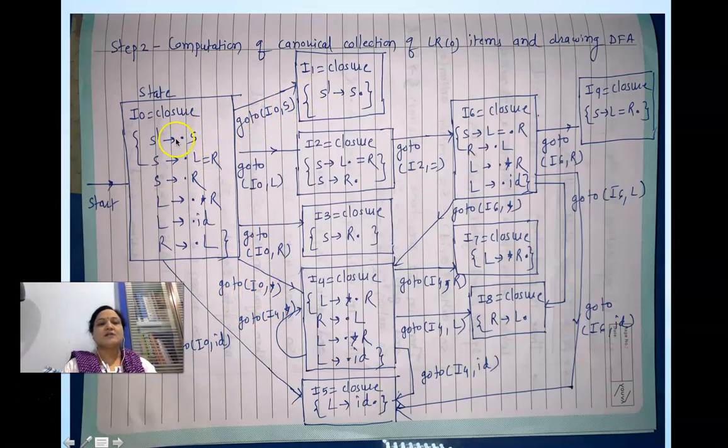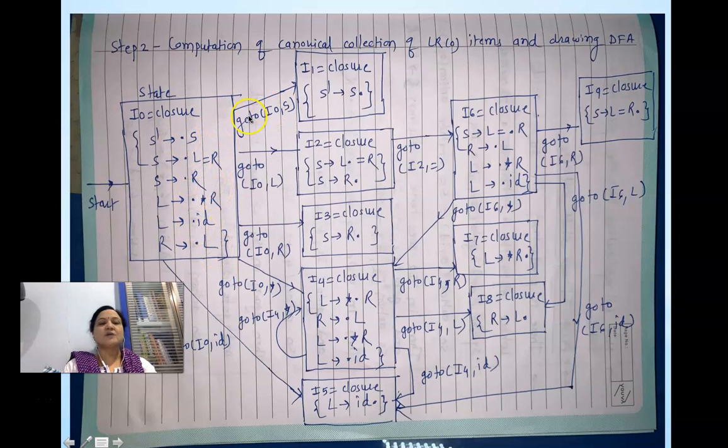So one transition we will get by shifting the dot after S, that is I1. The other is by shifting the dot after L, and these two we are going to combine because both of them start with L. Here, instead of S tends to R dot, it has to be R tends to dot L. There is a writing mistake here. So like this we get the 1, 2, 3, 4, 5 and 6 transitions from I0. 5 transitions, this L will get combined.